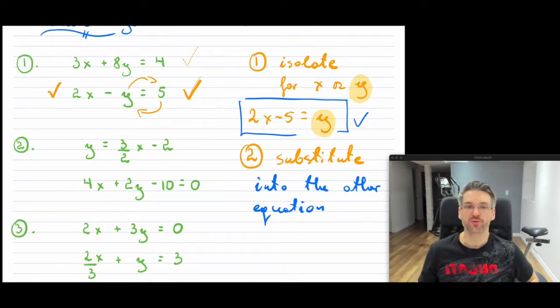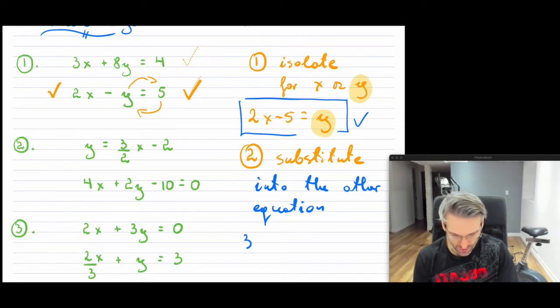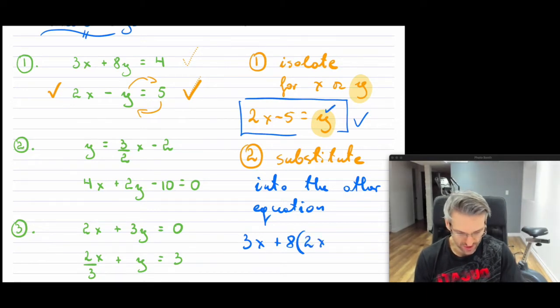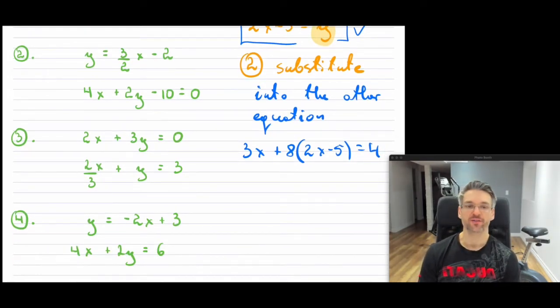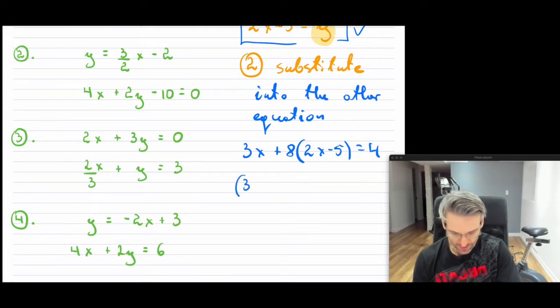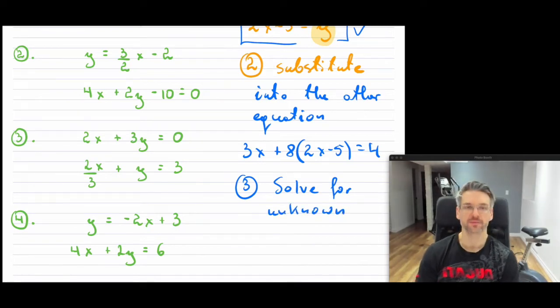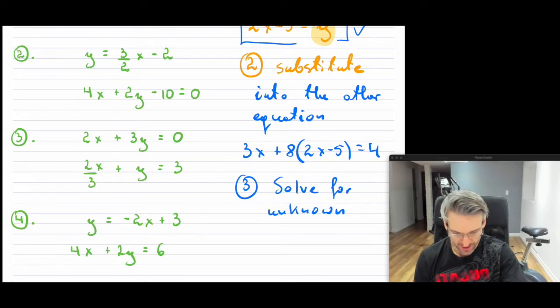Now, if I substitute it back in, what I'm going to get is 3x plus 8, and now I'm substituting for y, so I'm going to substitute 2x minus 5, is equal to 4. Well, now you have one equation and just one unknown. The unknown is x. So step number 3 is you solve for the unknown. That's the next step. So sure, I can go ahead and solve it.